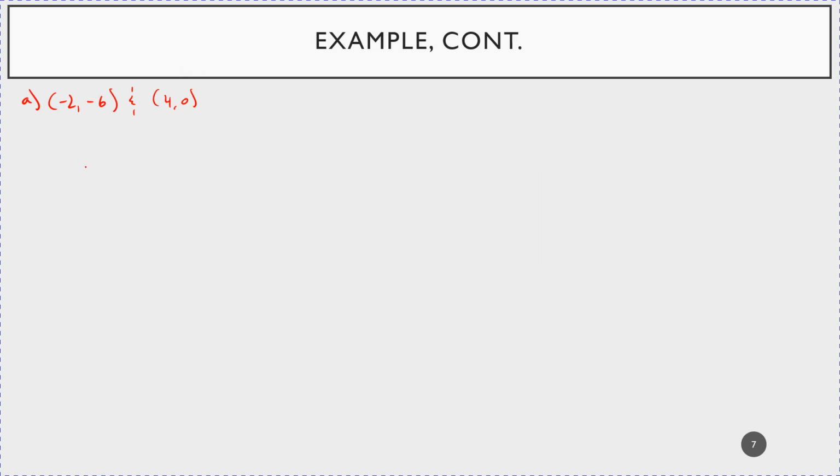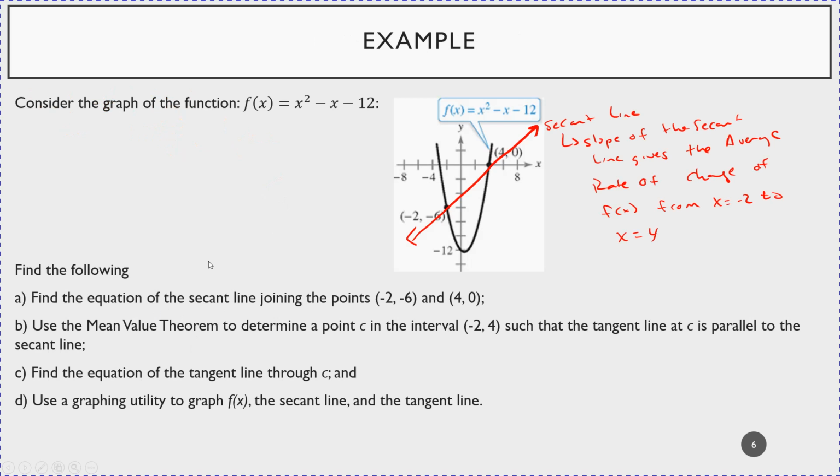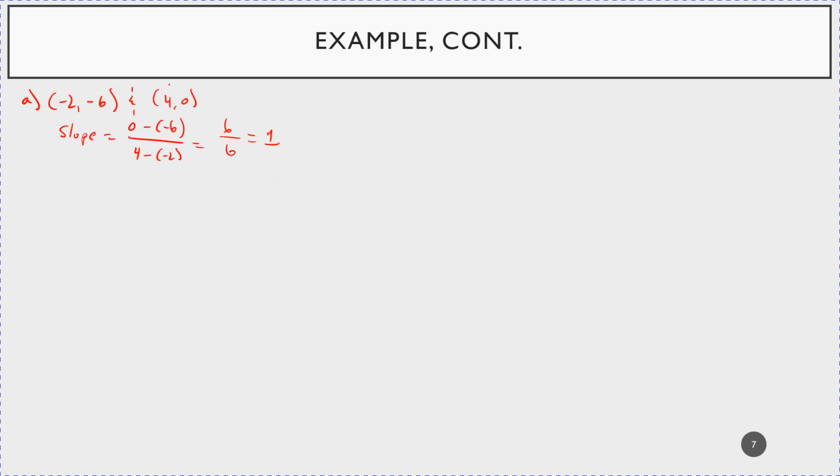So if you want to find the equation of the line, the first thing you need is the slope, right? Slope is change in y over change in x. So this ends up being 6 over 6, or just 1. So then to find the equation of the secant line, you're just going to use the point-slope form, right? And I'm just going to use this point here. So it's y minus 0 is equal to the slope 1 times x minus 4.